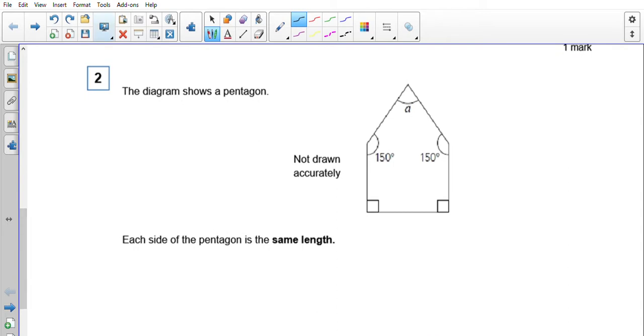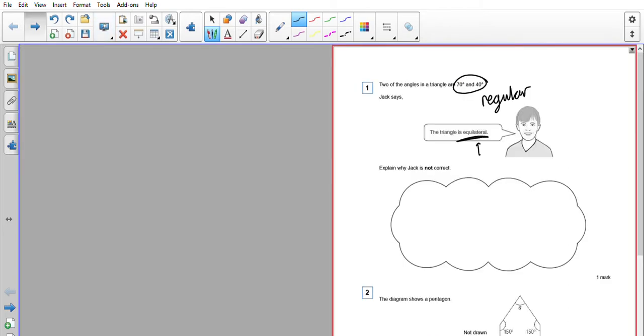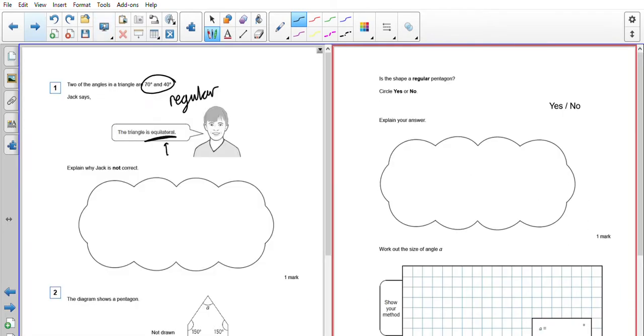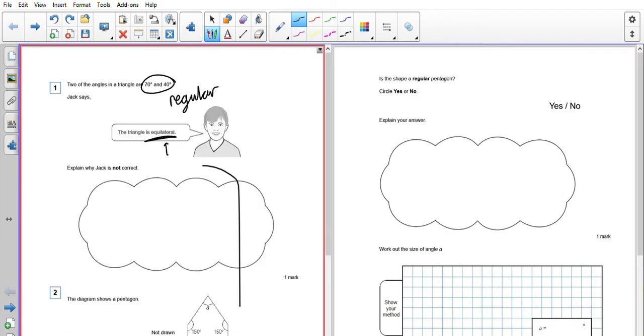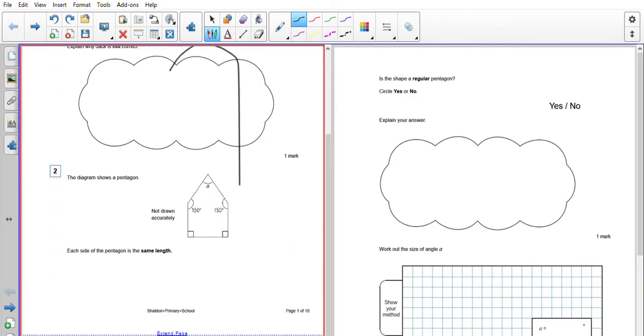This one jumps over 2 pages, so let me just jump into that here. Okay, so we have here a diagram with a pentagon at the bottom. We've got angle A, we've got a couple of 150 degree angles. We've also got in here a 90 degrees at the bottom. The question asks whether it's a regular pentagon, circle yes or no.